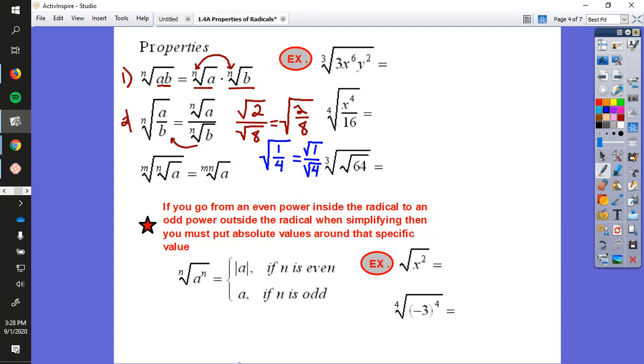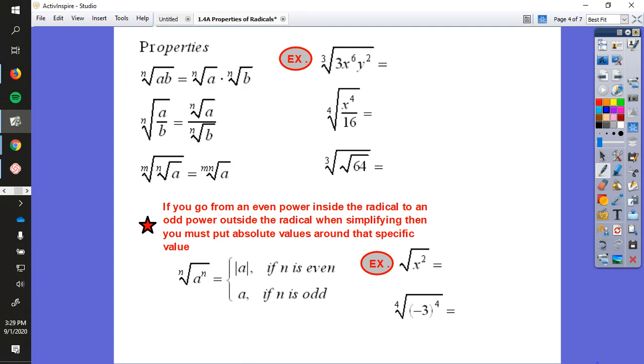So remember, the properties don't work in just one direction. You can use properties in both directions. This is a little bit like power of a power with exponents. When you have a radical inside of a radical, you can multiply, not the exponents, but the indices, and you would have a new radical. So just look at 3 really quick examples. We have the cube root of 3x to the 6y squared. What I'm going to do is see if I can break any of this down.